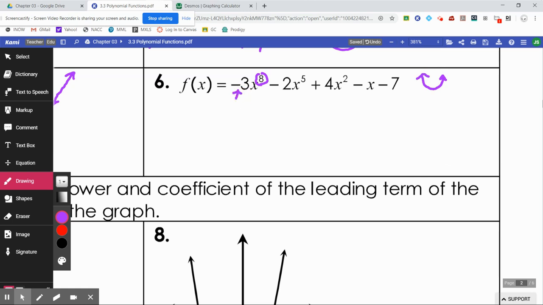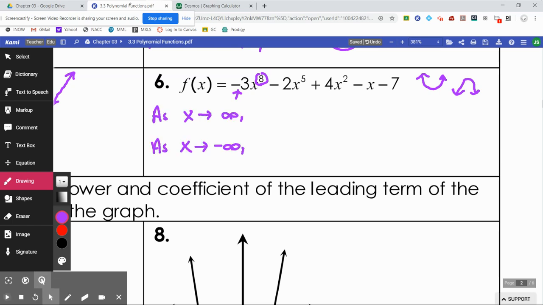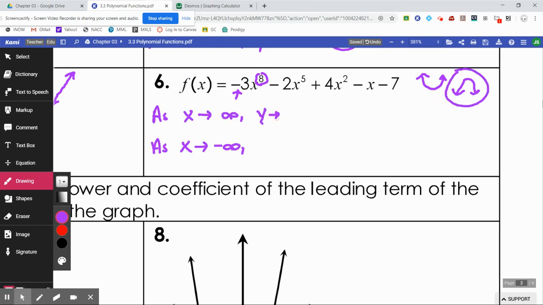However, you do have a negative out front, so it will flip it over. So your end behavior will be, as you go to the right, your graph will go down. As you go to the left, your graph will also go down.